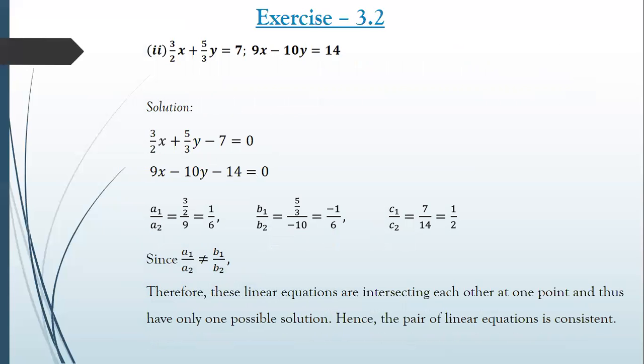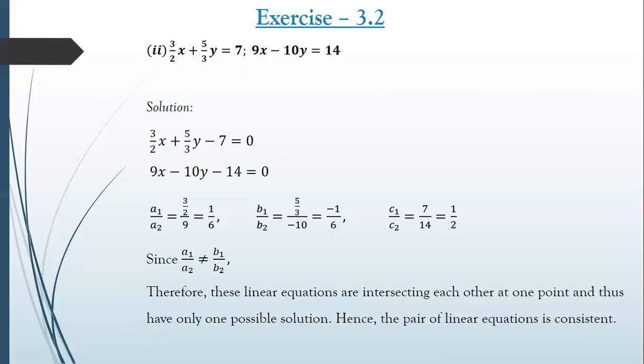The next one, we are having fractions. 3 by 2x plus 5 by 3y equal to 7. 9x minus 10y equal to 14. So we'll write it in the standard form first. 3 by 2x plus 5 by 3y minus 7 equal to 0. The other equation, 9x minus 10y minus 14 equal to 0.